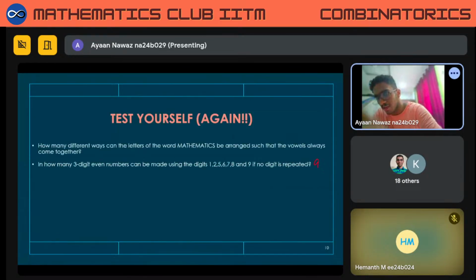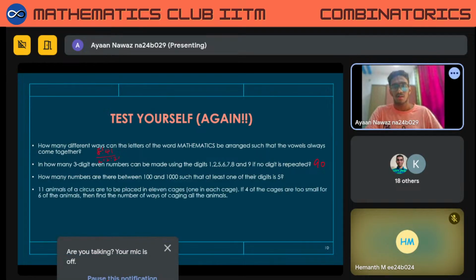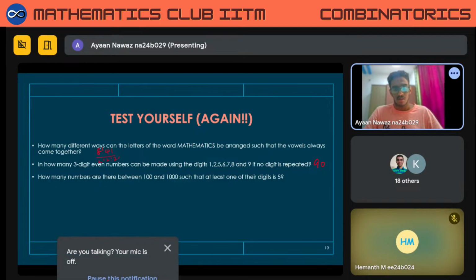So the answer for this is 90. And the answer for the previous one was 8 factorial into 4 factorial by 2 factorial into 2 factorial into 2 factorial, right? How many numbers are there between 100 and 1000 such that at least one of the digits is 5? This should be easy. I'll give you 2 more minutes for that. I shall solve at 9:39.